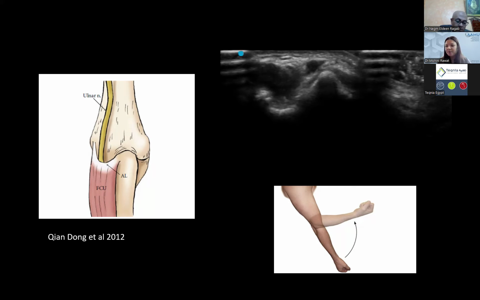Okay, I'm so excited by this great presentation as usual, Dr. Rawat. But what about the impact of power Doppler in the acute stage of carpal tunnel syndrome?